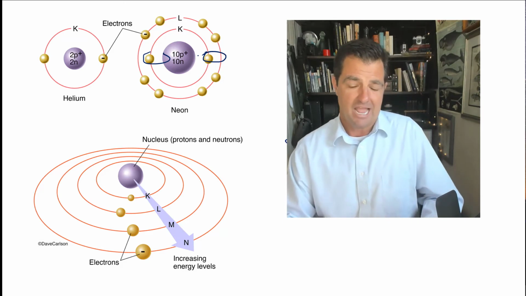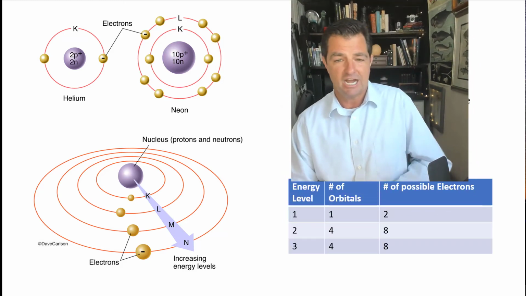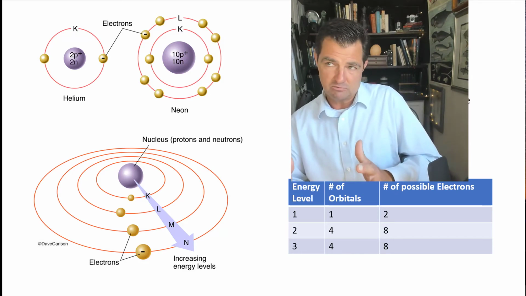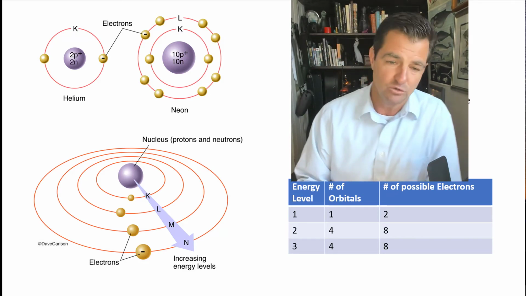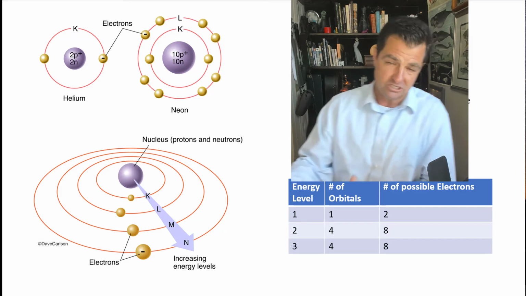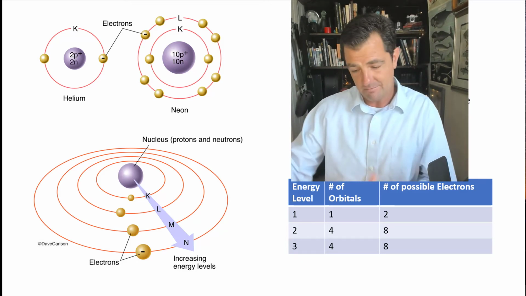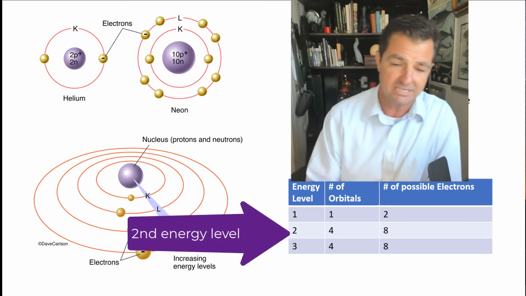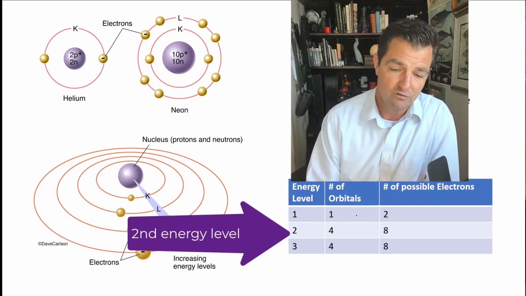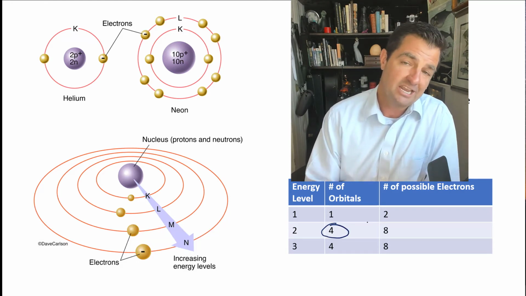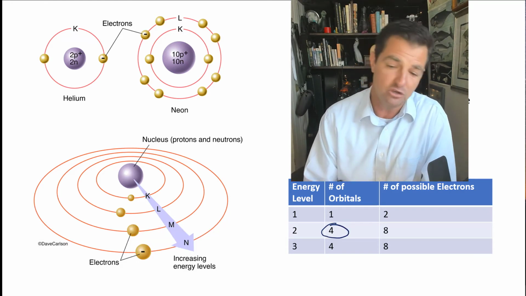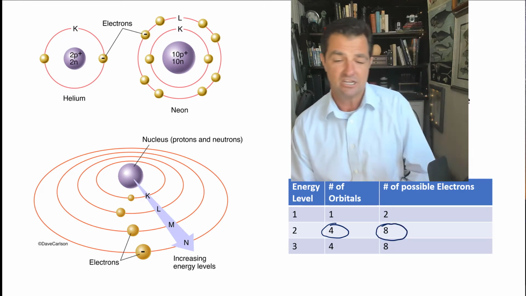Now, as you move away, you start having different sets of rules. When you get to the second energy level, which is a little bit further away from the atom and gives you a larger amount of space, there are a total of 4 orbitals, and each orbital can hold 2 electrons. And so you could put a total of 8 electrons in that second energy level.